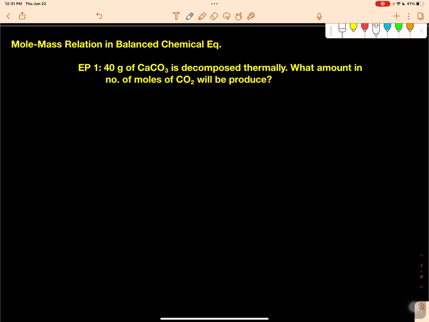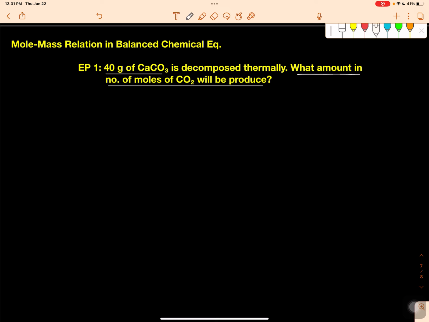So in this problem, we are provided with 40 grams of calcium carbonate, which is decomposed thermally, and it is asking what amount in moles of carbon dioxide will be produced. So whenever you read a question, you should underline the important points, the points which are the data and the points which are asking for the stuff that you need to do the maths for. So 40 grams of calcium carbonate, and what number of moles of carbon dioxide will be produced.